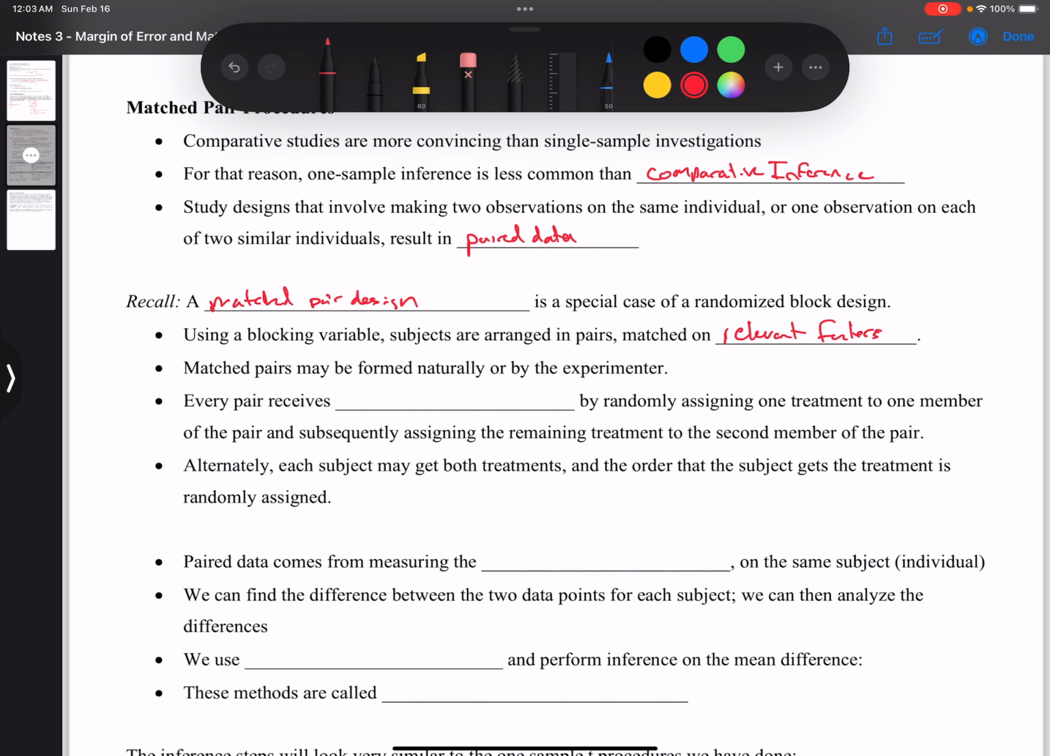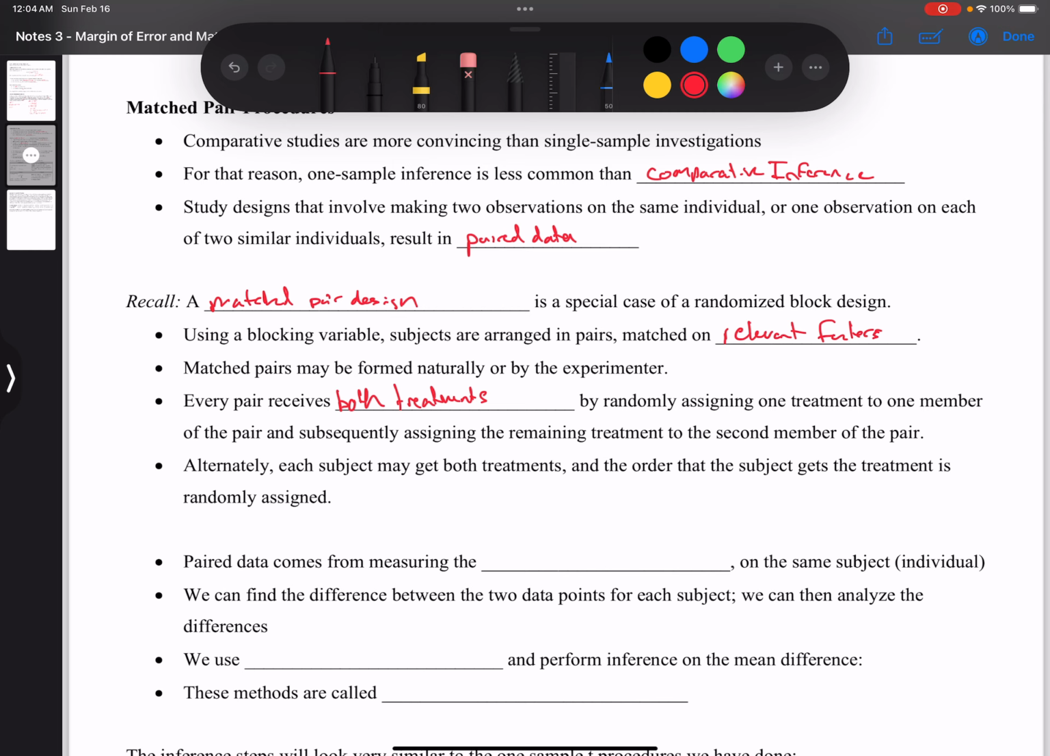So we want to get people as identical as possible so that when we're looking at the differences in treatments, then we can say that it's due to the treatments and not some random factor. Okay. So if you're doing pairs, every pair will receive both treatments, by randomly assigning one treatment to one member of the pair and subsequently assigning the remaining treatment to the second member of the pair.